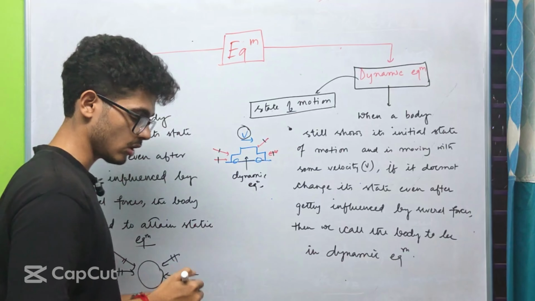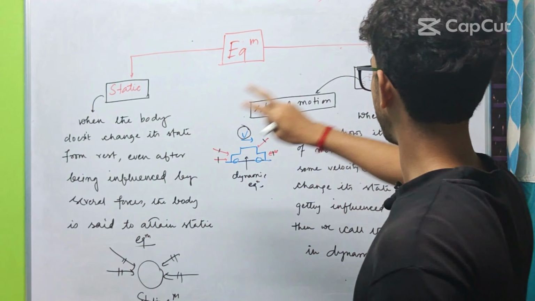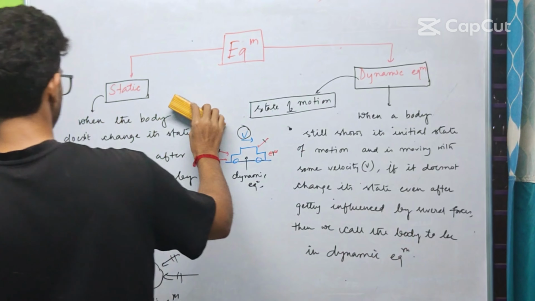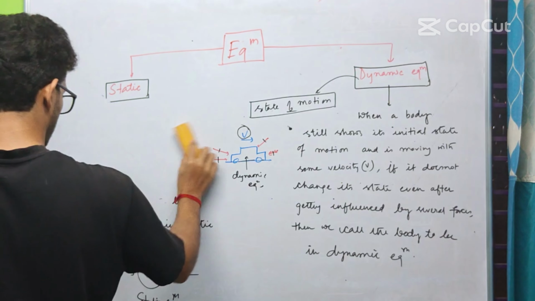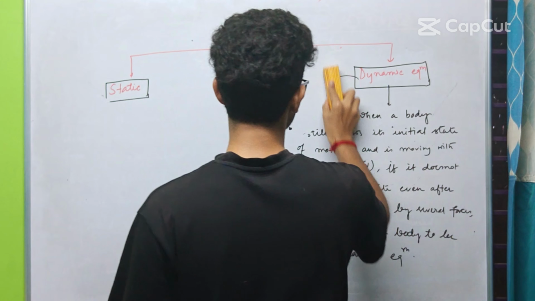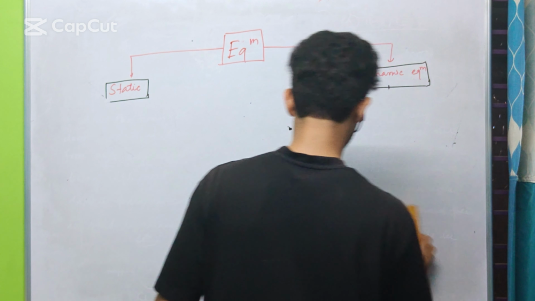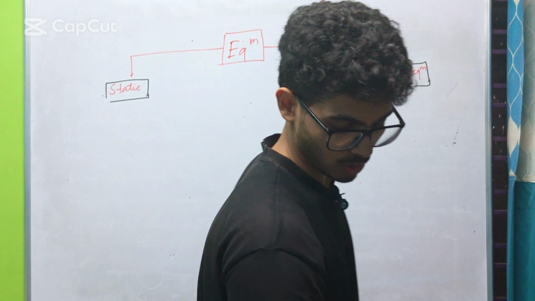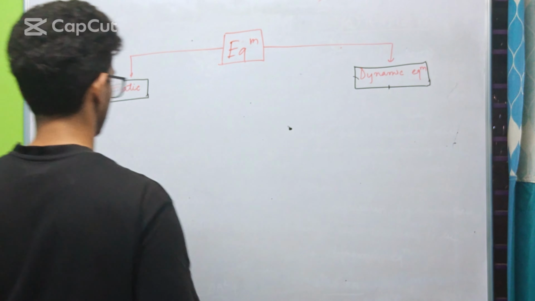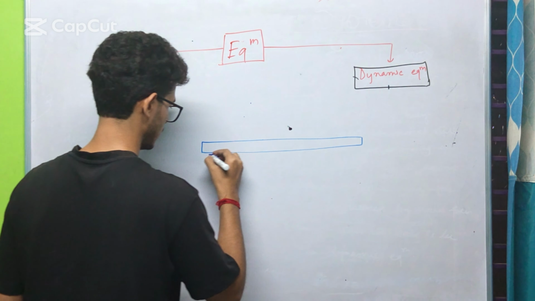I hope it is clear to you all, the concept of equilibrium and the classification, that is, one static and the other one being dynamic equilibrium. Also, if we want to look into some real life examples, I hope you have visited the market and have seen a beam balance. This is common. So the beam balance also works on the concept of equilibrium. Let's say this is the beam balance.